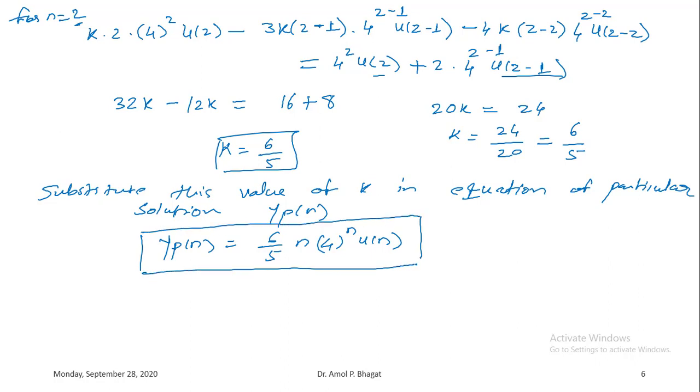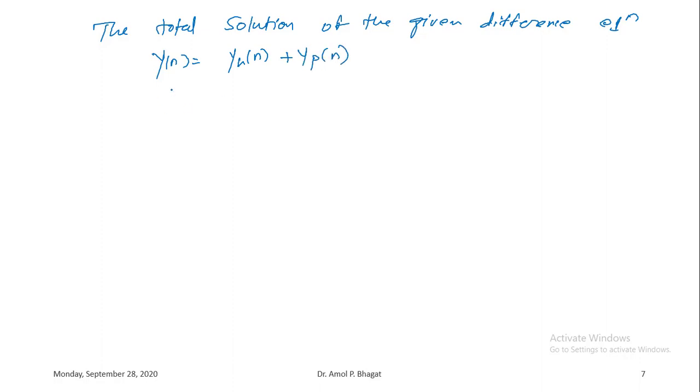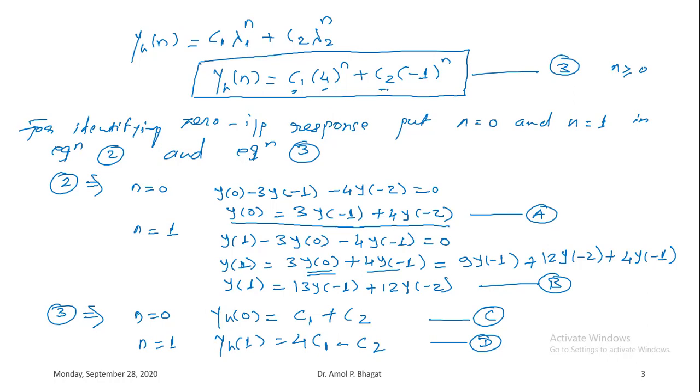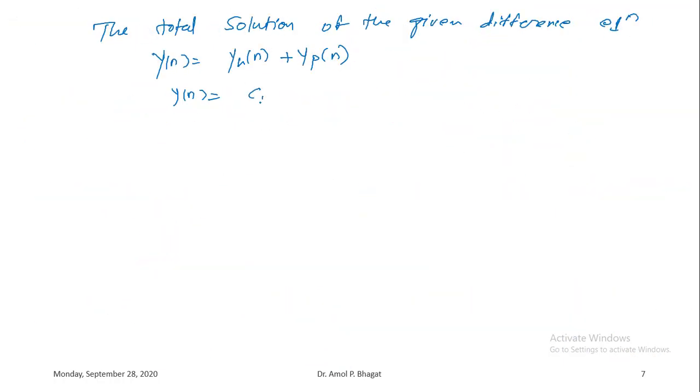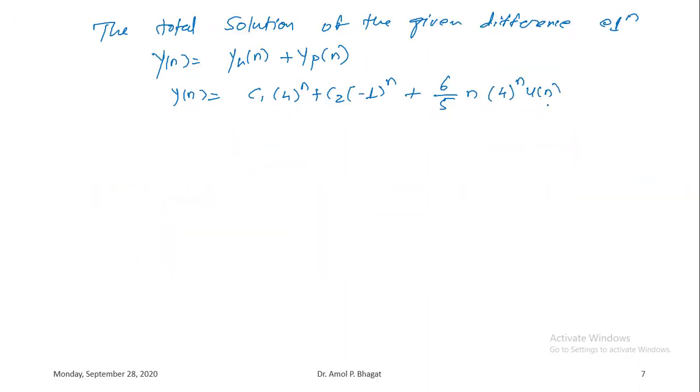Next you have to write down the total solution. So here you can simply say that the total solution of the given difference equation, that is y of n, is equal to yh of n plus yp of n, okay. So what is the value of yh of n? Your yh of n is c1 4 raised to power n plus c2 minus 1 to the power n, right? Now what is the value of yp of n? Yp of n is 6 by 5 n, 4 raised to the power n u of n, okay.